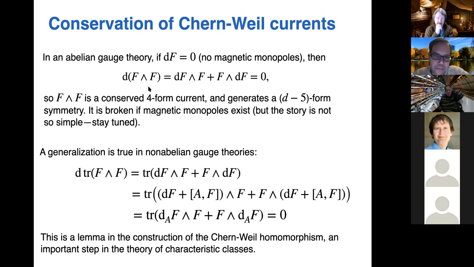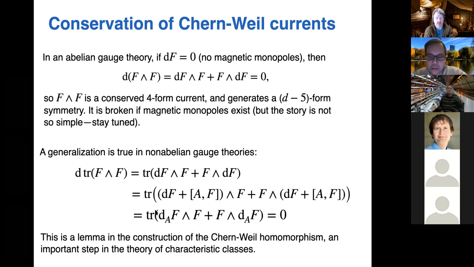And even more interestingly, the statement is also true in non-abelian gauge theories. So F itself is not gauge invariant in a non-abelian gauge theory, but F wedge F, taking the trace of F wedge F, does give you something gauge invariant. And D of the trace of F wedge F turns out to be the trace of the covariant derivative of F wedge F.